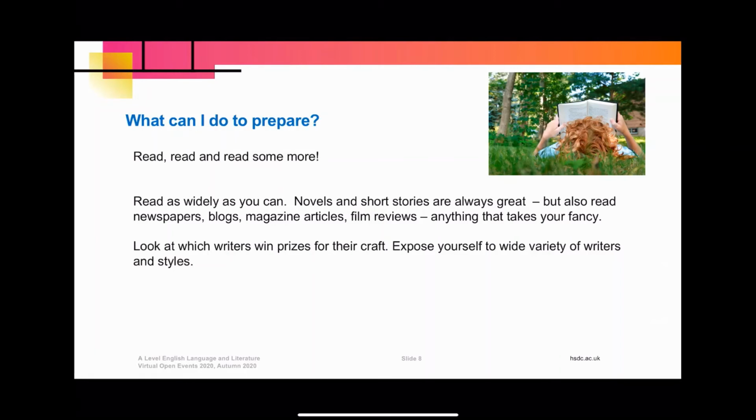Look at which writers win prizes for their craft. Expose yourself to a wide variety of writers and styles. And ask your teachers for recommendations.